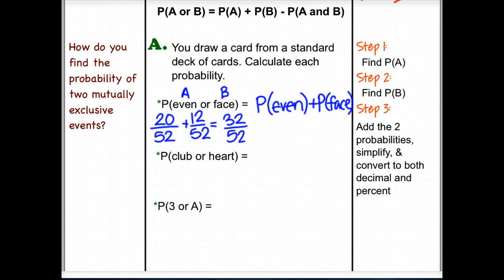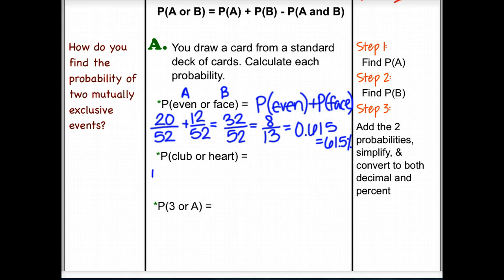Those are both, I know, divisible by 4. 52 divided by 4 is 13 because there's 13 in each of your 4 suits. 32 divided by 4 is 8. So now when I take 8 and I divide it by 13, I get 0.6153846154. So when I go 3 decimal places, I get 0.615, which is equal to 61.5%.